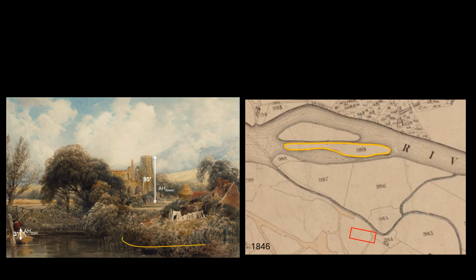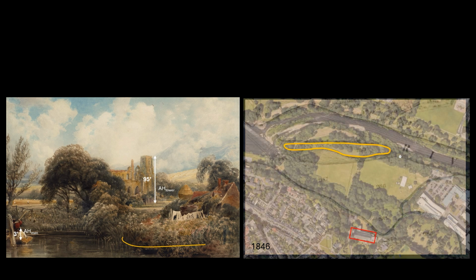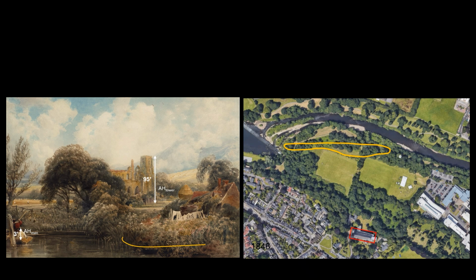Now the fishermen were obviously very close to this island and also very close to the riverbank, so I'm going to mark their location with this white dot on the map. Today the location of both the island and the fishermen are on dry land.